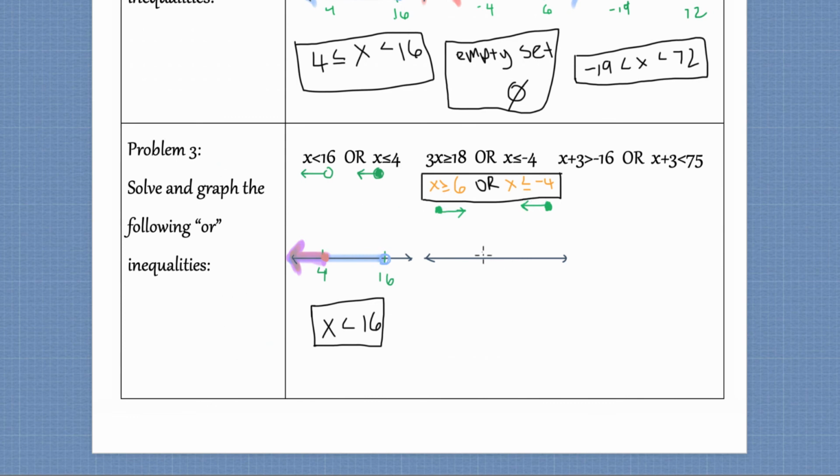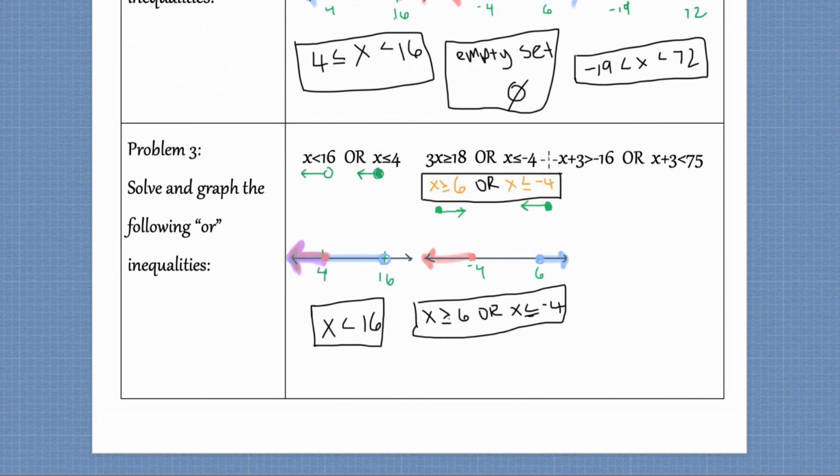Now to graph this, I'm going to keep -4 right here, and I'm going to have 6 right here, and I'm going to graph both of these. So remember, for solutions of OR compound inequalities, we just look at both graphs and we take the solutions of both of them. And so if we take the solutions of both of them, we're going to end up with the same inequality that we had up here. x is greater than or equal to 6, or x is less than or equal to -4. So that's going to be my final answer.